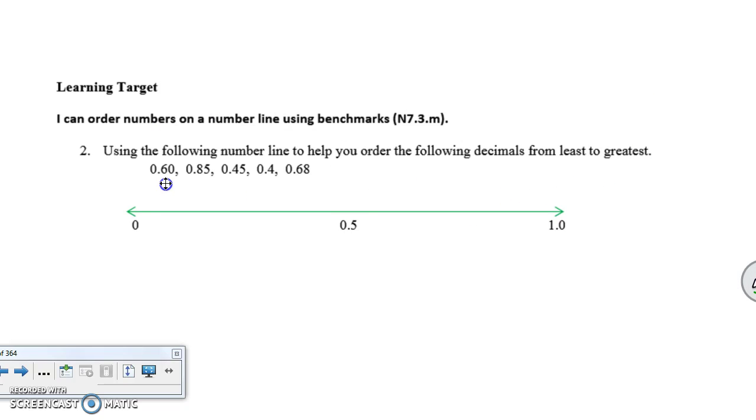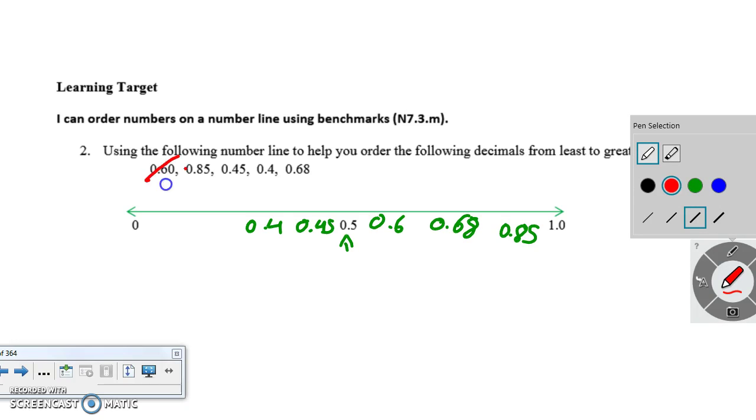Use the following number line to help you order the decimals from least to greatest. What I would do is start off with my 0.5 here in the middle and see what I end up with. So I know I'm going to have 0.45, 0.4, 0.6, 0.68, and 0.85. And then I have used all 1, 2, 3, 4, 5. I've used all 5 of my numbers. They're all in order from least to greatest.